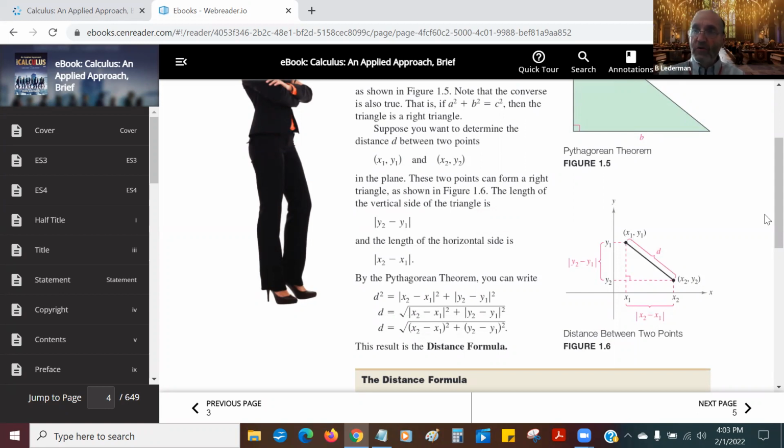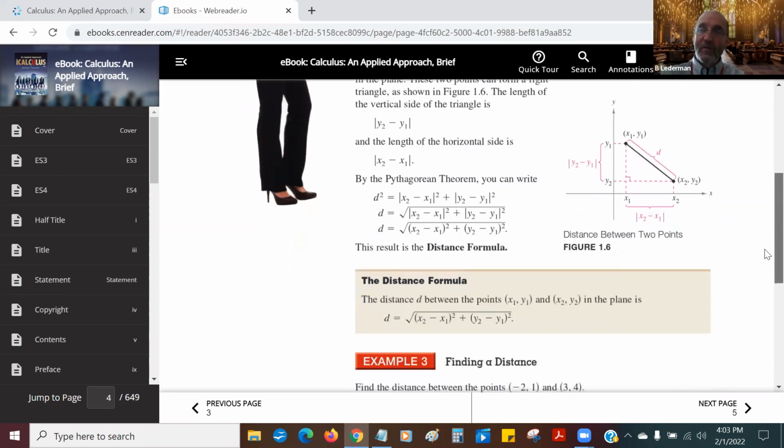Well, if I translate this in the Pythagorean theorem, I get x2 minus x1 squared plus y2 minus y1 squared, because that's a squared and b squared, equals d squared. So that gives me what's called the distance formula. If you didn't remember all that, that's fine. The bottom line is that's the distance formula.